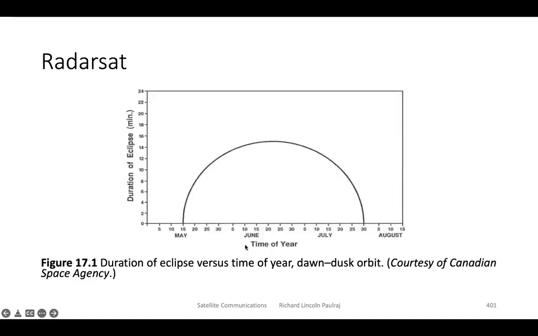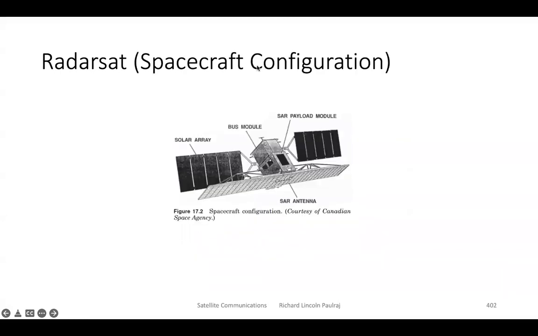Fine. So now if you see this, this is the time of the year and the duration of the eclipse, right? So as I mentioned, from May 15 to July 30. And if you can see here, maybe let me just draw a line. So maximum, it's about 15 minutes that we're going to see the eclipse. And that's fine. So we are ready to handle that kind of situation.